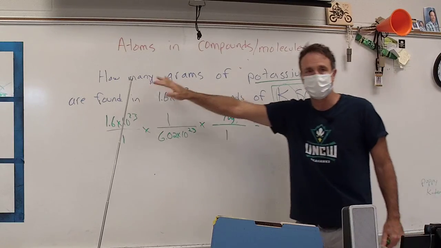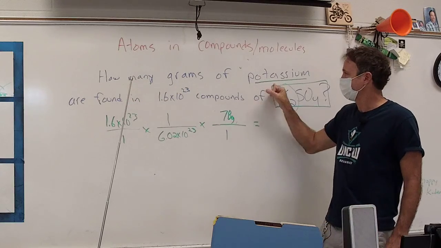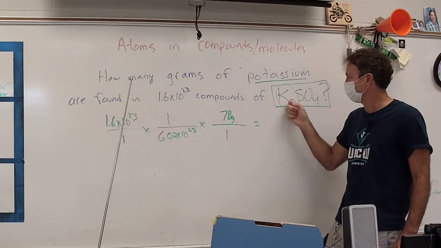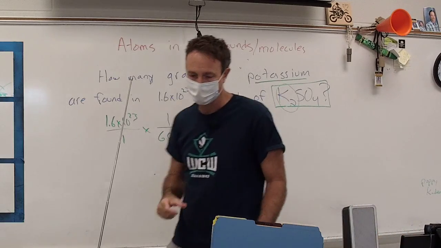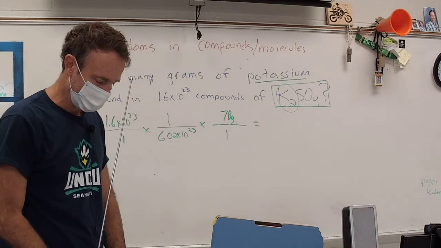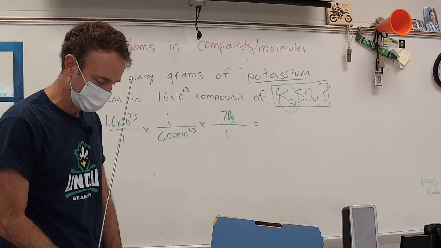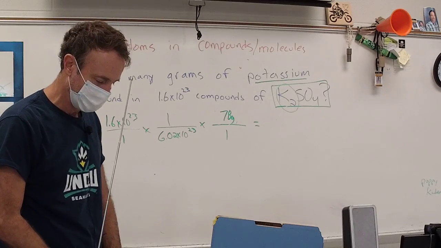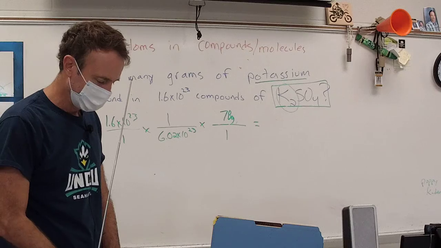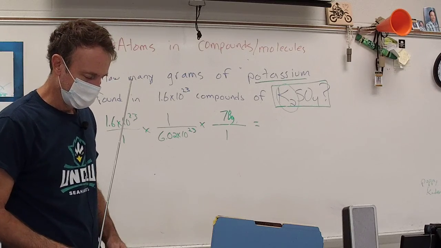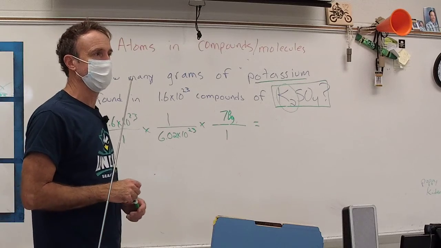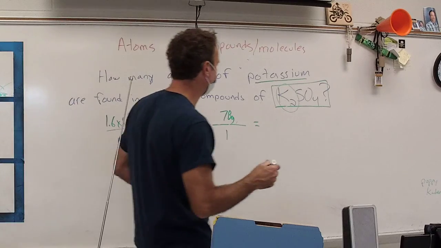Now if we did this the other way, how many grams of potassium are in the compounds, we just put the grams for potassium here. Then let's try it. We're doing it the other way now. 1.6 times 10 to the 23rd divided by 6.02 times 10 to the 23rd times 78. Oh, the rounding has messed us up. Because that makes us 21.